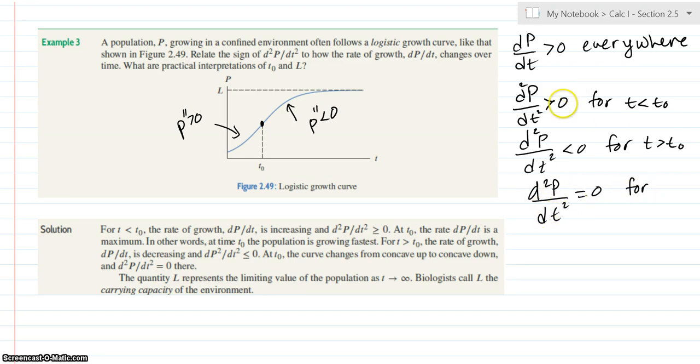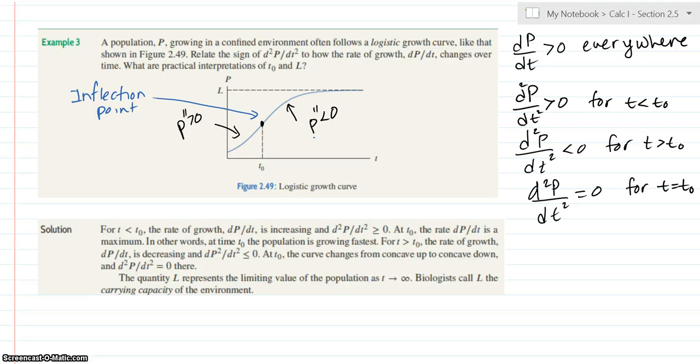Right? It changes from positive to negative. So that's where it's going to be equal to 0. They call that an inflection point. The inflection point is going to be the place where it goes from concave up to concave down.